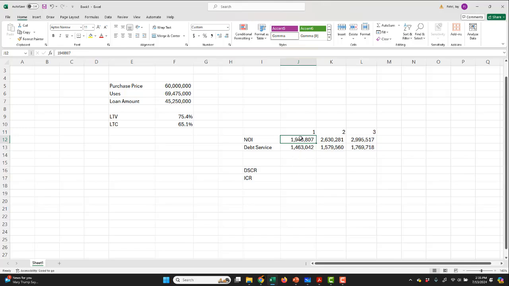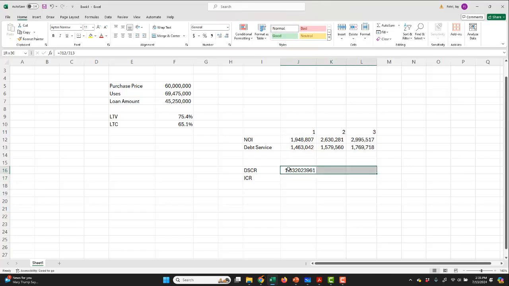So just the very basic, common sense analysis is that the NOI is greater than the debt service. Now we want to see, as a percentage and as a ratio, how much margin of safety we have. So we're going to take the NOI and we're going to divide it by the debt service.